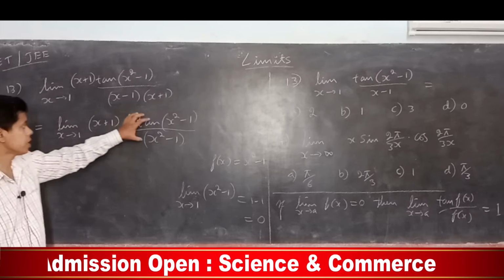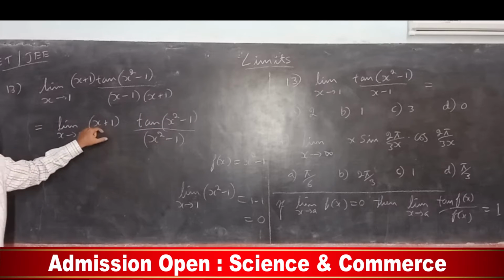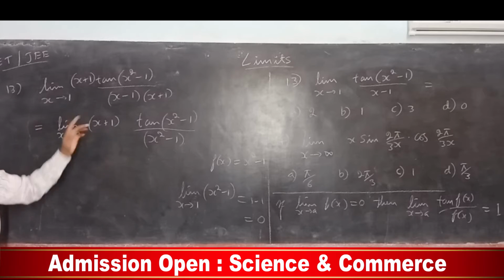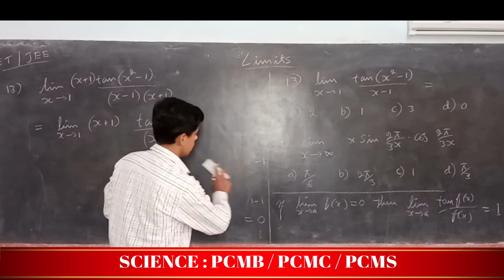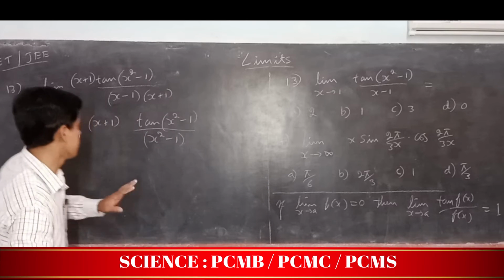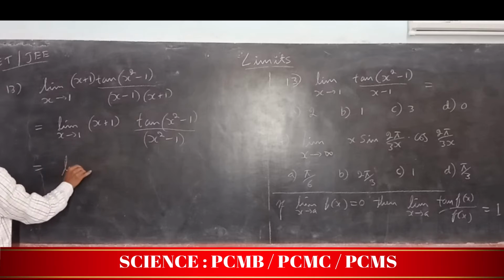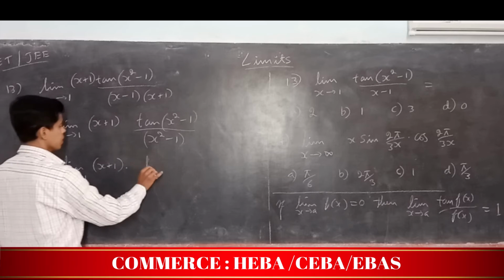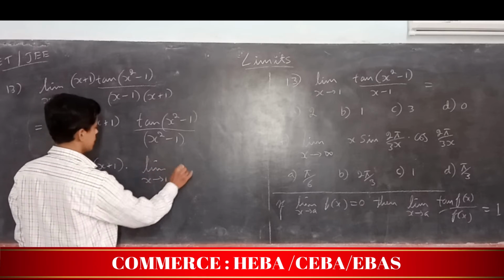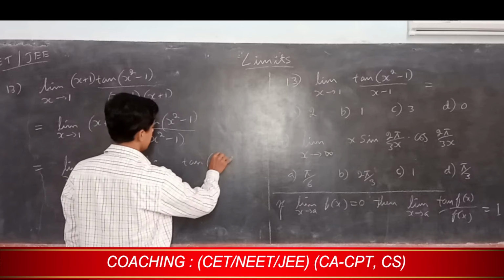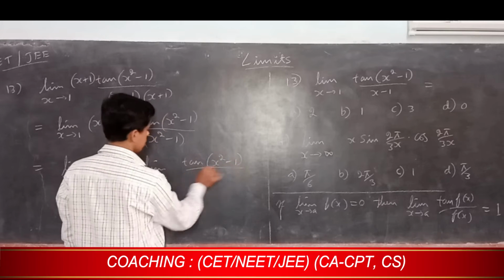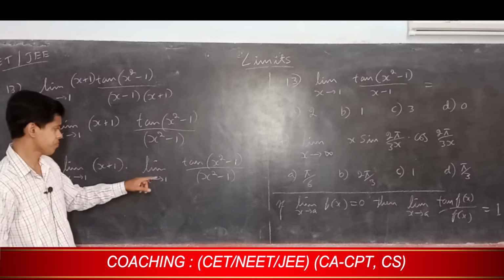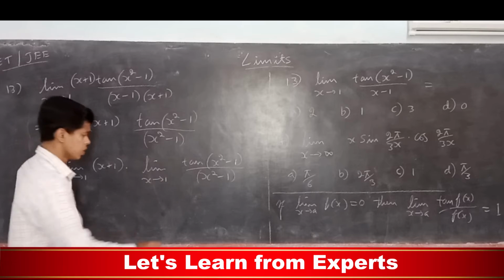So, when you apply the limit here, you will get 1, but what about this? You have a variable, so the limit is applicable to that as well. You cannot take that out because that is not a constant. So, we have to apply the limit separately. Let me write one more step then. The limit as x tends to 1 of x plus 1, into the limit as x tends to 1 of tan of x square minus 1 divided by x square minus 1. Well, so that will be 0.